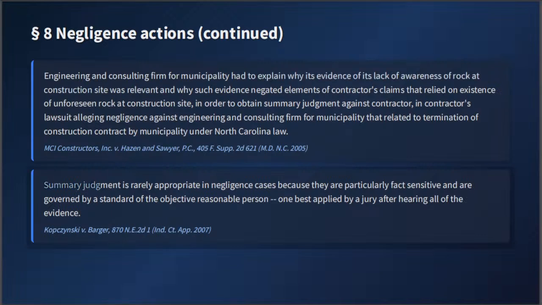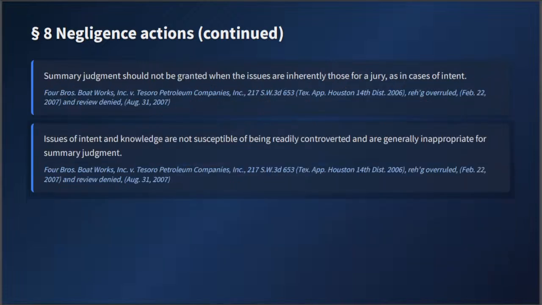Okay, summary judgment is rarely appropriate in negligence cases because they are particularly fact-sensitive and are governed by a standard of the objective, reasonable person, one best applied by a jury after hearing all of the evidence. So that's from 2007. Let's move along here. And summary judgment should not be granted when issues are inherently for those of a jury, as in cases of intent, as we saw here.